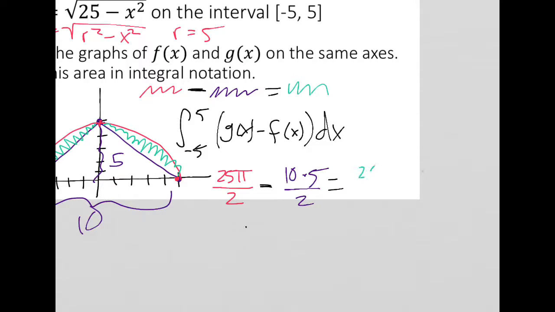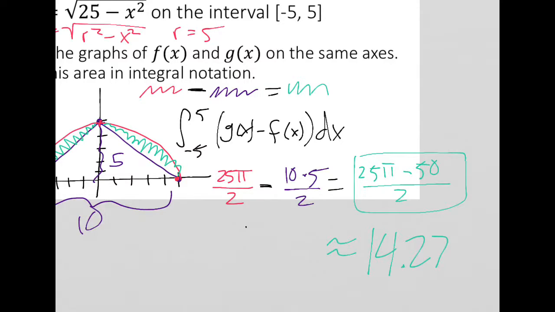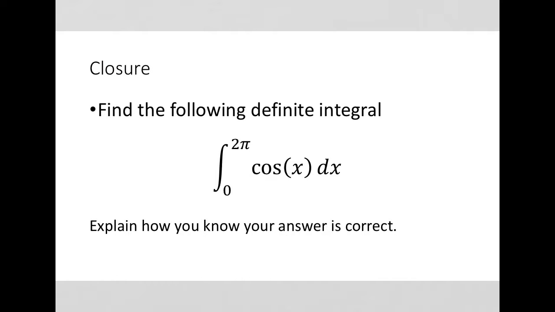So I have 25 pi minus 10 times 5 is 50 over 2. And that is that area right there, 25 pi minus 50 all over 2, which I can approximate to roughly 14.27.